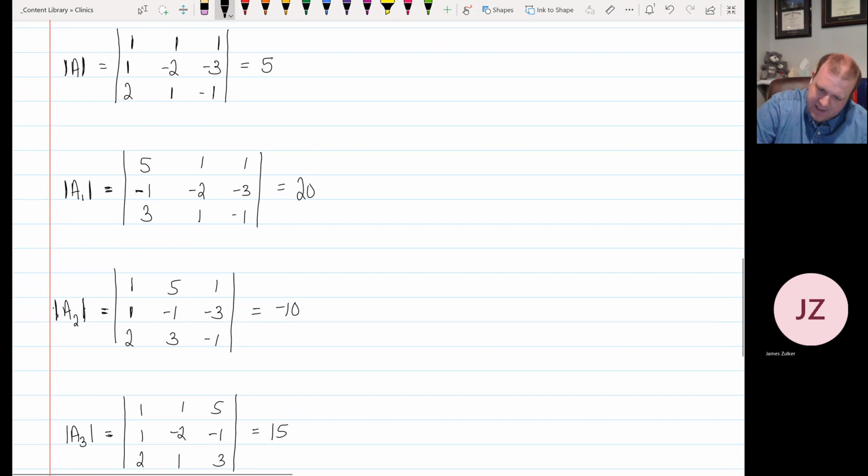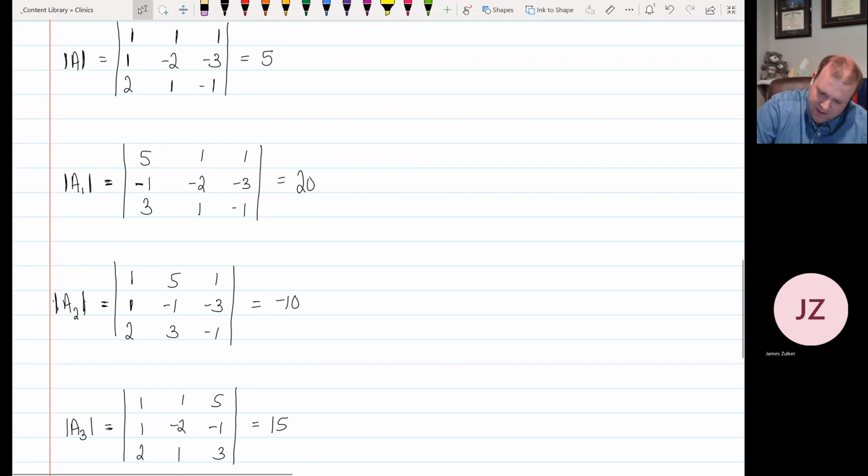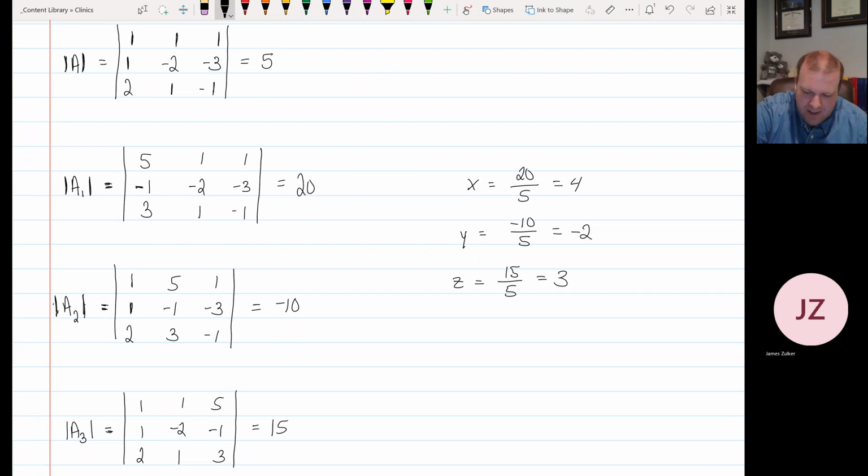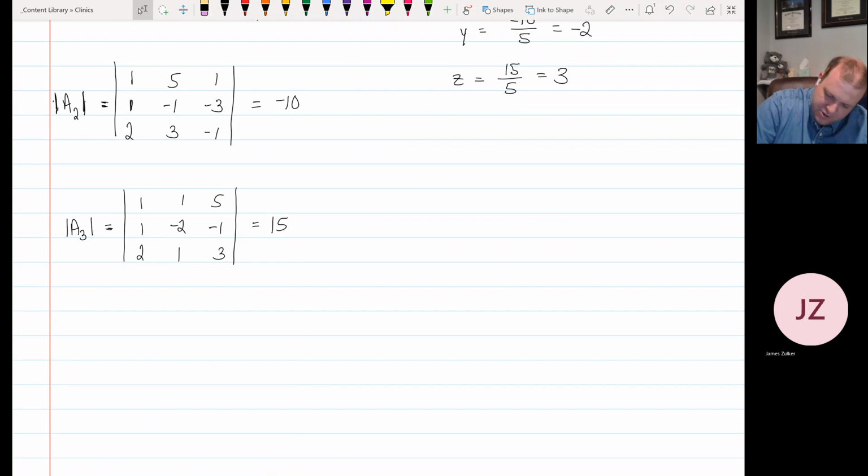So we had X, Y, Z again. The first unknown, X, would be the determinant of A1 over the determinant of A. We get 20 over 5, which is 4. Y would be the determinant of A2 over the determinant of A, -10 over 5, that gives us -2. And finally, Z, the determinant of A3 over the determinant of A. That's 15 over 5, which is 3. So the solution here is 4, -2, and 3.